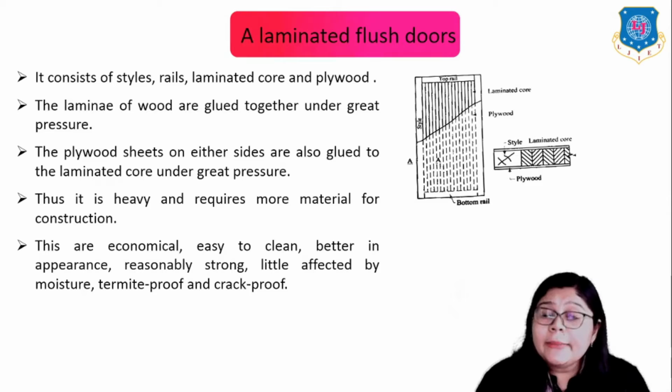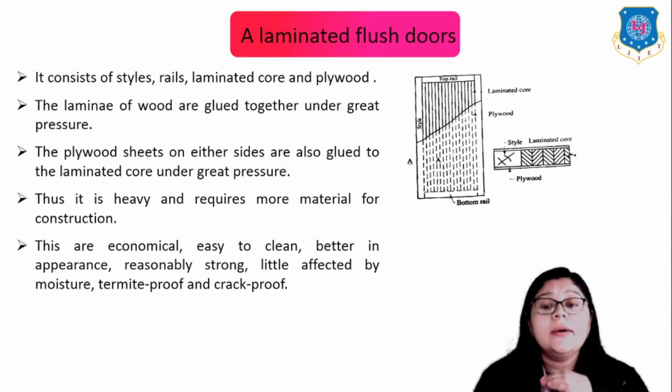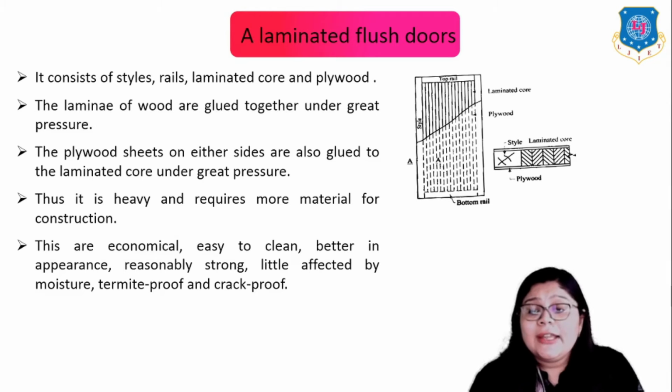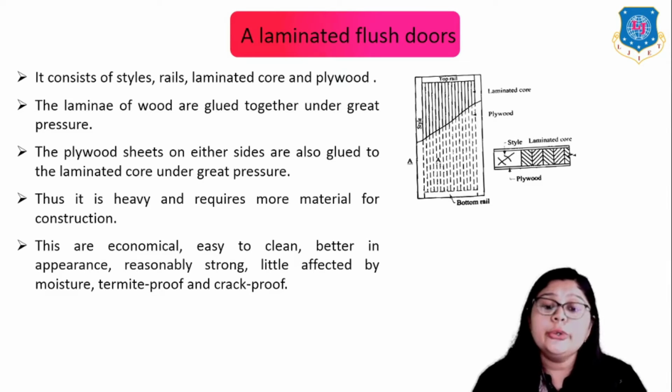Now, when I talk about the laminated flush door, it generally consists of the stile, rail, laminated core and the plywood. The laminate, or we can say the laminae of wood, are glued together under a great pressure. So the wooden sheets on either side are also glued to the laminated core under great pressure. Thus, it is heavy and requires more material for construction. These are economical, easy to clean, better in appearance, reasonably strong, little affected by moisture, and termite proof and crack proof, right?